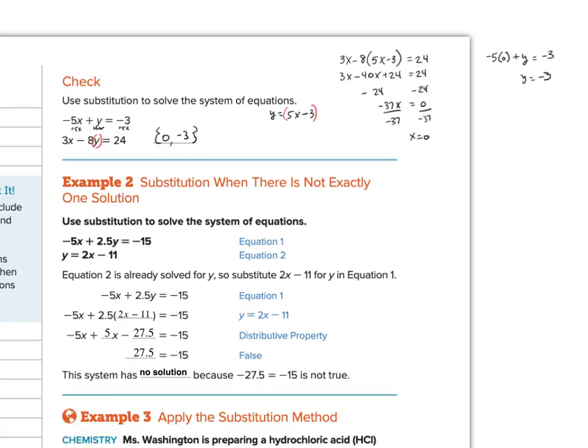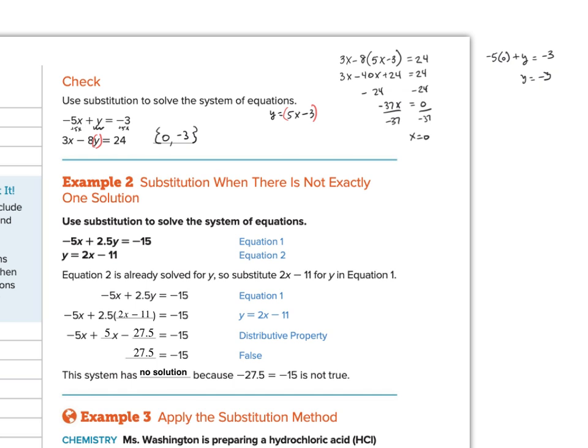So when I plug in the value of y into my equation, I have 3x minus 8 times 5x minus 3 is equal to 24. When you do your distributive property, you end up with negative 40x plus 24. Doing two steps here, subtracting 24 from both sides, because I want to make this 0. And then I'm combining like terms, which would give me negative 40 plus 3 is negative 37x. So negative 37x is equal to 0. And then if you divide by negative 37 on both sides, x is going to be equal to 0. So we found the value of x.